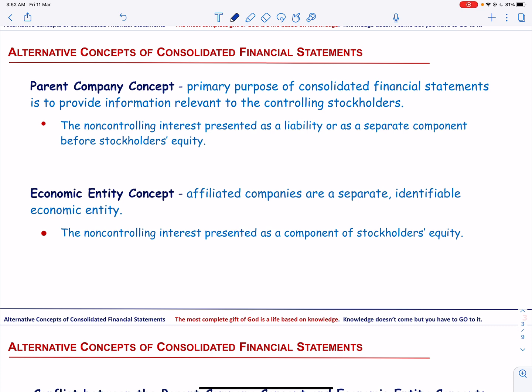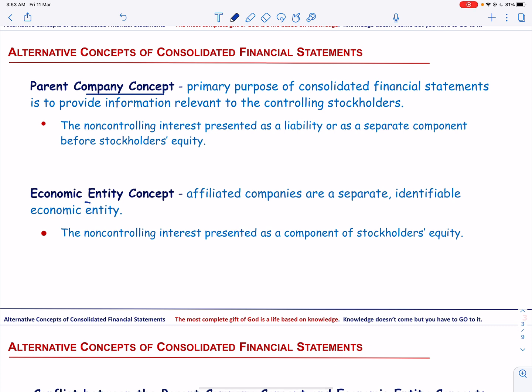Let us now talk about parent company concept and economic entity concept. Parent company concept emphasizes the parent company shareholders. So the consolidated financial statements, that is consolidated income statement and the consolidated balance sheet, are prepared to make the parent company financial statements more informative about the parent's total ownership.